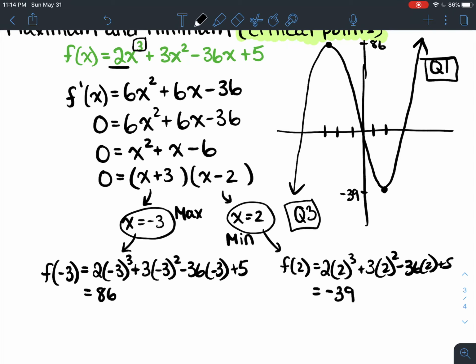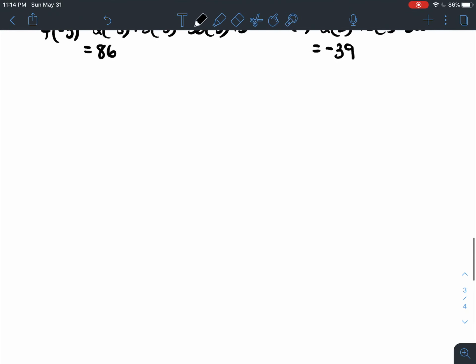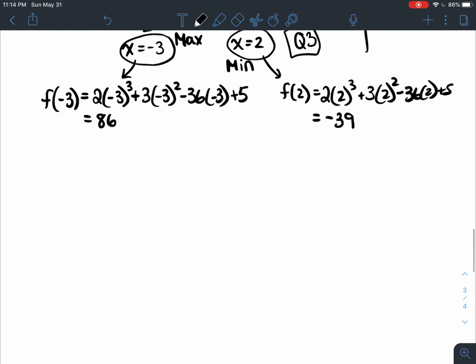Okay, so I probably got a pretty good graph right there. Although I don't know any of my x-intercepts. So it'd be cool to find those. Okay, so let's set up a table. Just because we should.